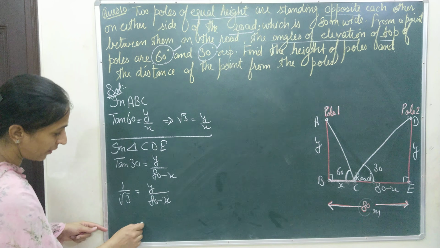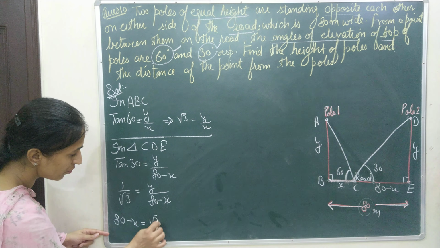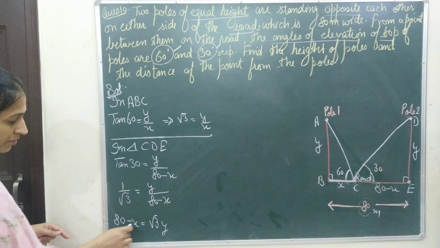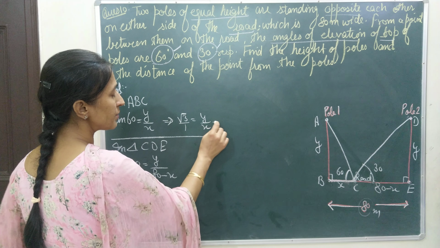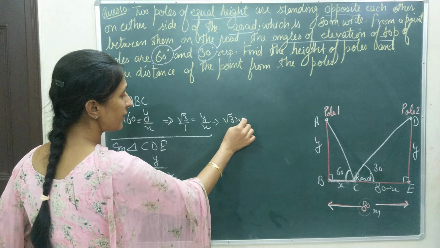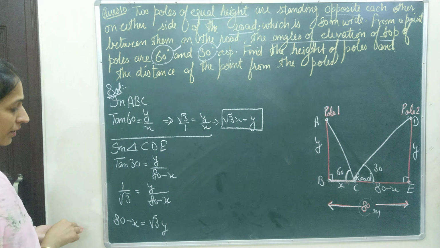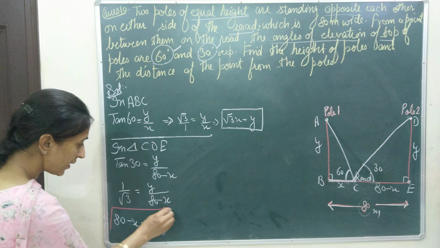Let us cross multiply it. 80 minus x will be root 3 y. And when I cross multiply here, what do I get? It is root 3 x is equal to y. This is from the first part and this is from the second part.